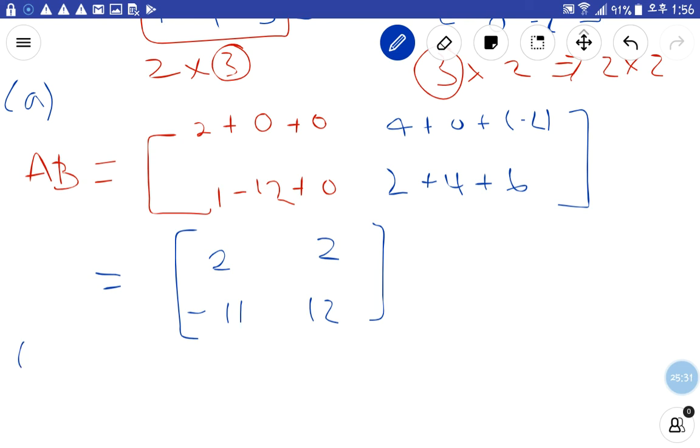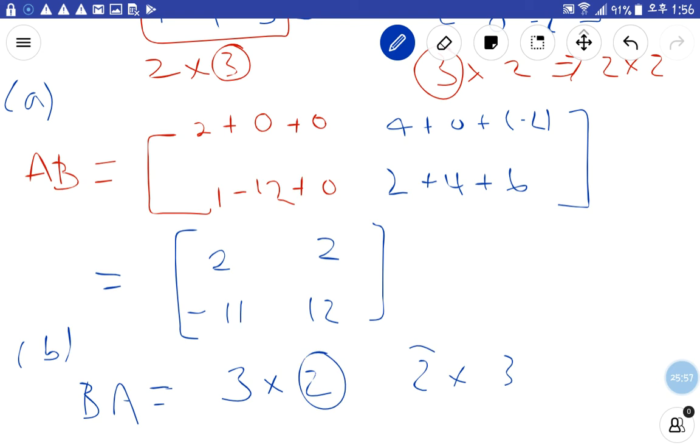Okay, what about BA? Which means I have to check it, BA, 3 by 2, and then 2 by 3, right? So BA would be 3 by 2 and 2 by 3. Oh, they are the same. So what's going to be my answer coming out? That should be 3 by 3. Okay? So I can expect that I'm going to have a 3 by 3 this time.